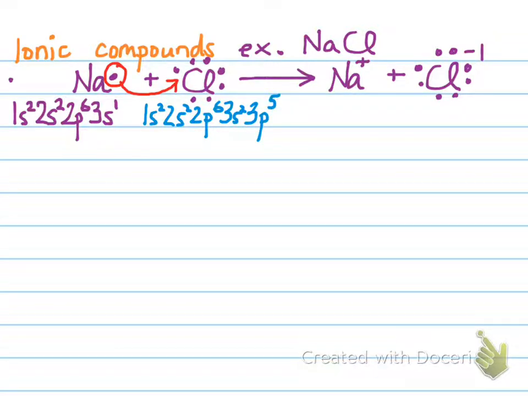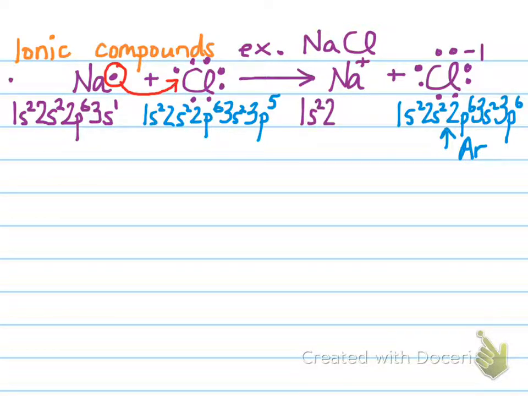Now, when chlorine gets an electron, it gets the electron configuration of 1s2, 2s2, 2p6, 3s2, 3p6. That's the same as argon. At the same time, sodium as an ion has the electron configuration of 1s2, 2s2, 2p6. It's lost that electron in its third energy level, which is the electron configuration of neon.